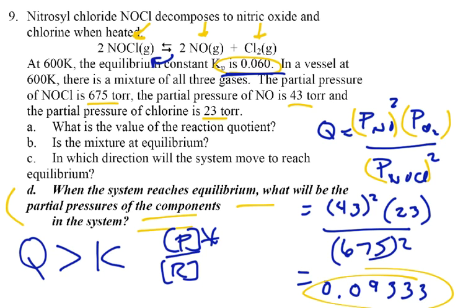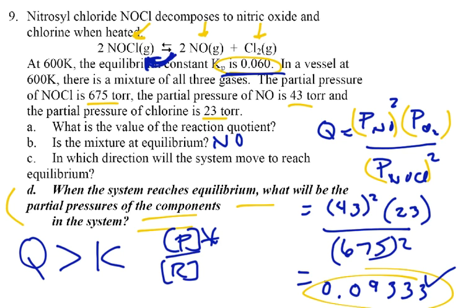So my answer, what is the value of the reaction quotient? 0.0933. Is the mixture at equilibrium? No, because if it was, it wouldn't be 0.0933, it would be 0.060. And in what direction will the system move to reach equilibrium? I have too many products, so I'm going to change some of my products into reactants to reach equilibrium. Now the last portion of this is, you could do an ICE box for this equation.